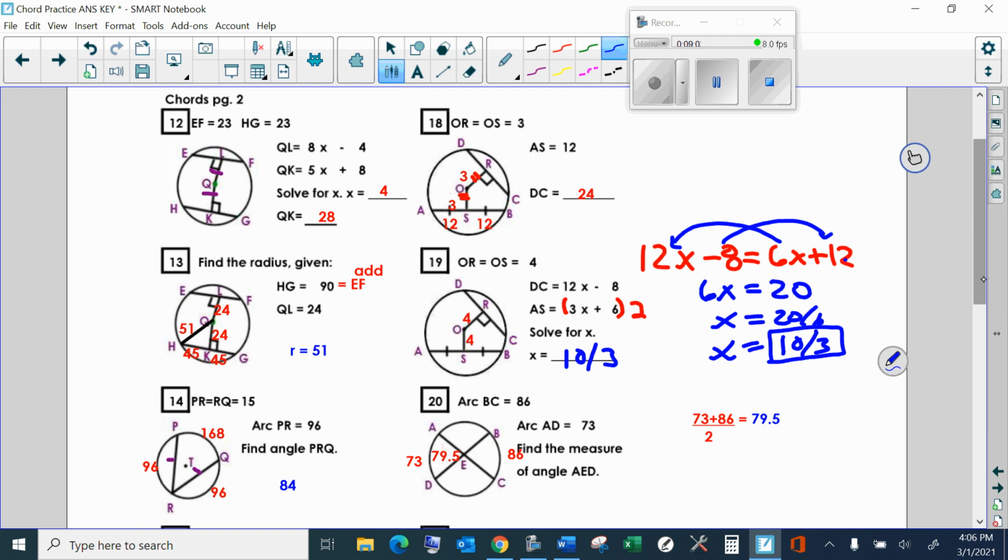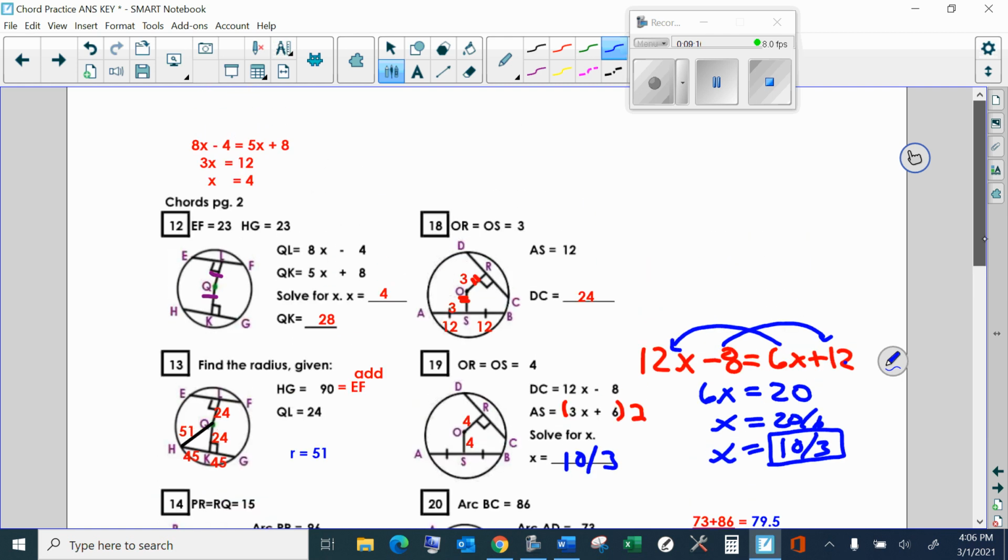QL is 8x minus 4. QK is 5x plus 8. They have to be congruent because they're equal chords, so the distance from the center is the same. So I set those equal to each other, which is what I have up here. Set them equal to each other.